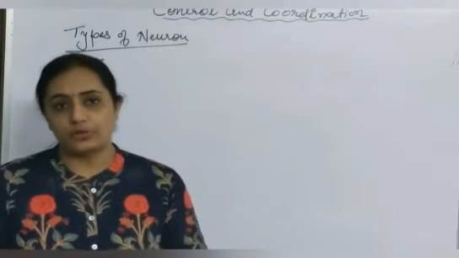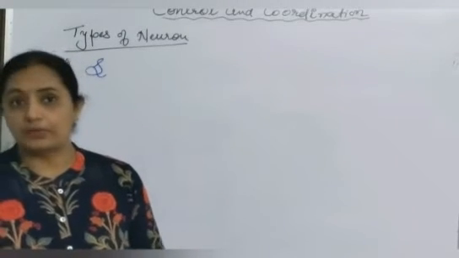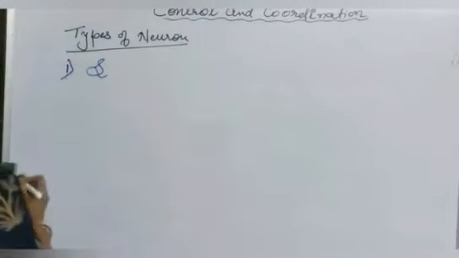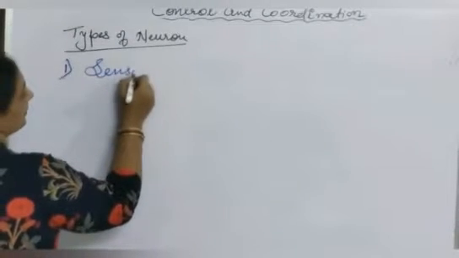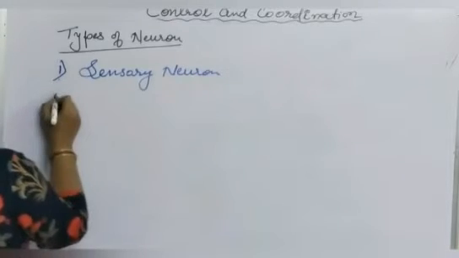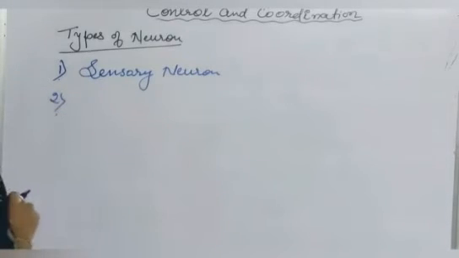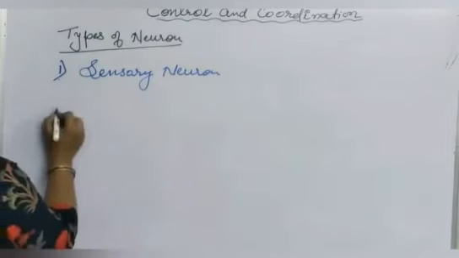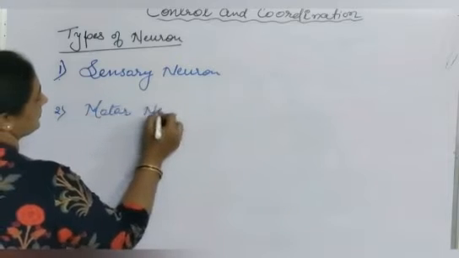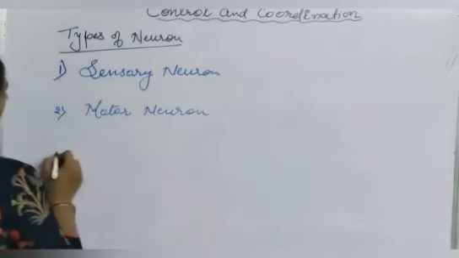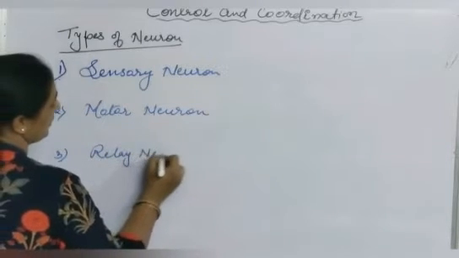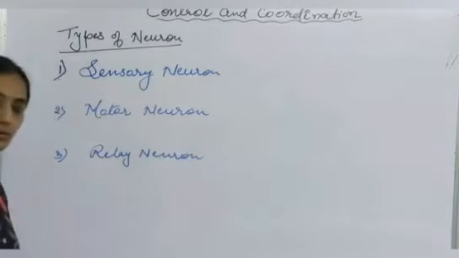Structurally also there are three types of neuron, that is unipolar, bipolar and tripolar. That is different. Here we are discussing the functional difference in the neuron. So first is the sensory neuron. Second type of neuron is called the motor neuron. And third one is called the relay neuron, even called interneuron.